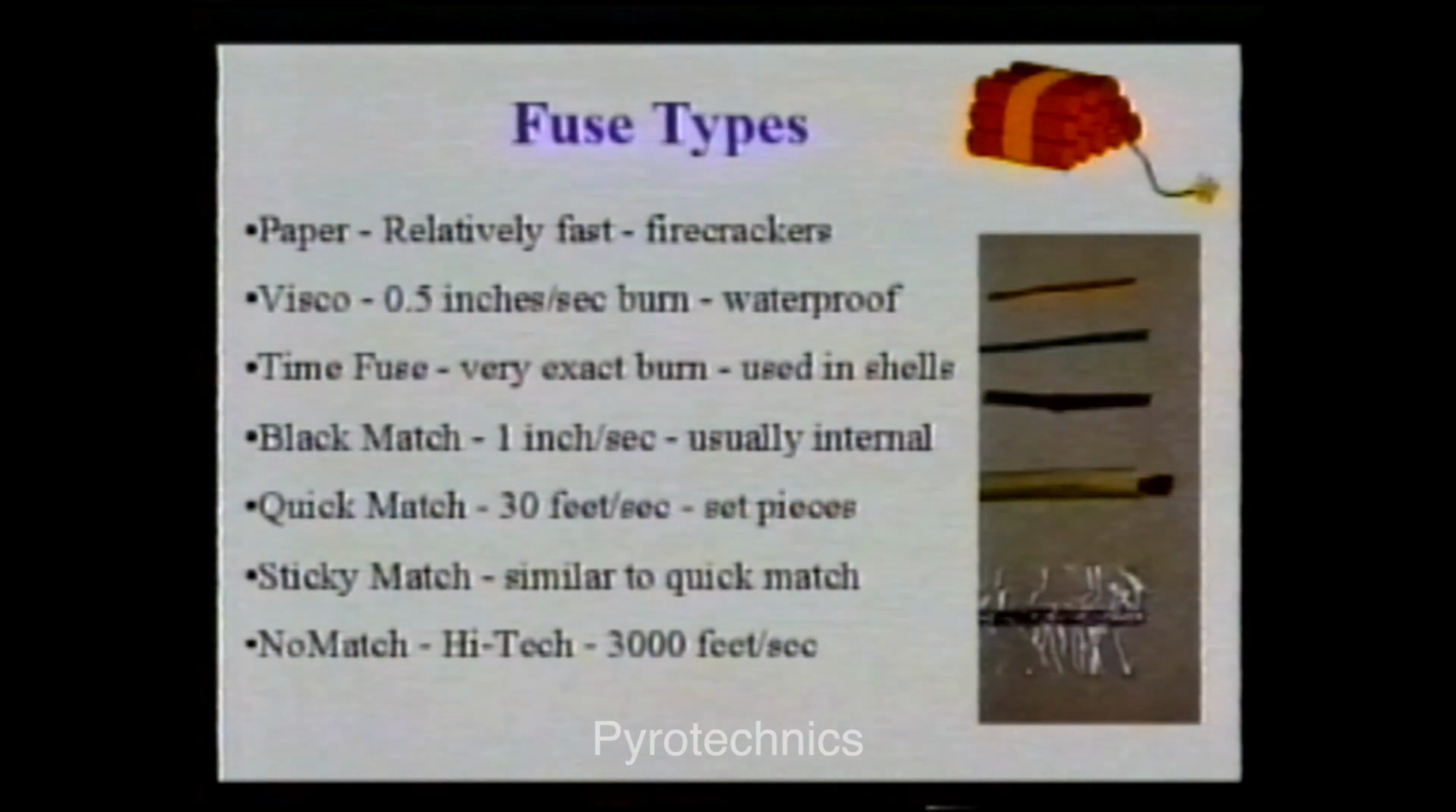Quick match burns very rapidly, 30 feet per second or more. This is the material used to fuse multiple pieces together like set pieces. Sticky match is similar. There's something new called no match, a very high-tech material that burns at almost 3,000 feet per second. This is material generated out of the blasting industry.